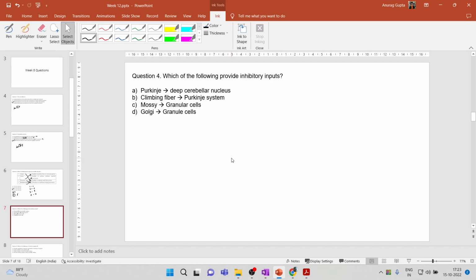Which of the following provide inhibitory inputs? So again, you can take 30 seconds and then we'll discuss this.